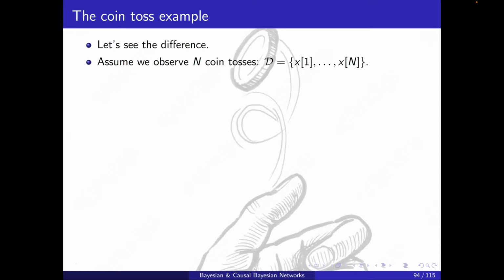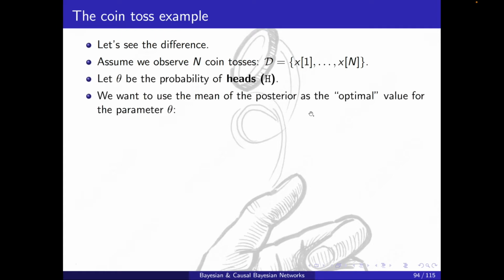Assume that we have n coin tosses, x1 to xn. Let theta be the probability of heads. This should be familiar to you. We want to use the mean of the posterior as the optimal value for the parameter theta. So how can we calculate the posterior mean? It's theta, but not times P of theta. That would just give us the average value of theta. This is the posterior mean. So we multiply it by the distribution of the posterior, not the distribution of theta. So I will have this.